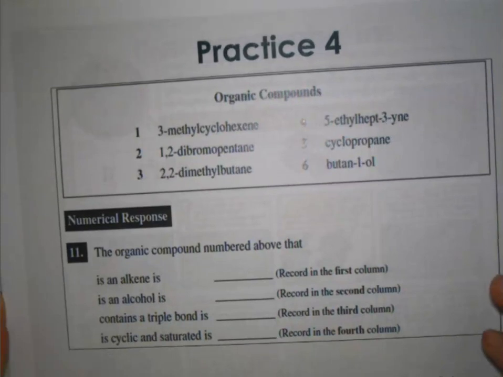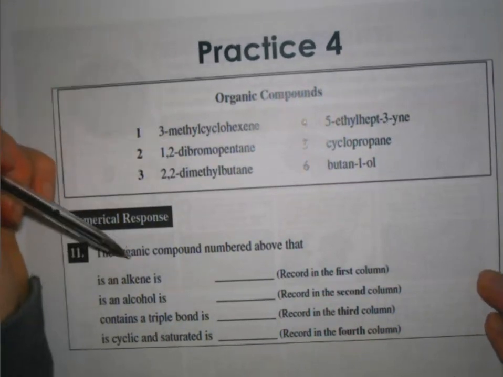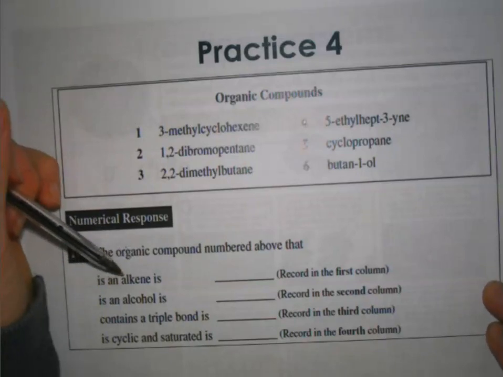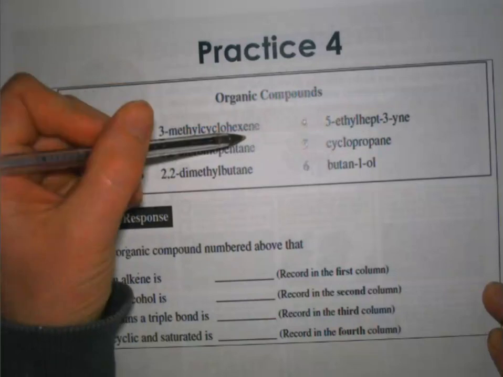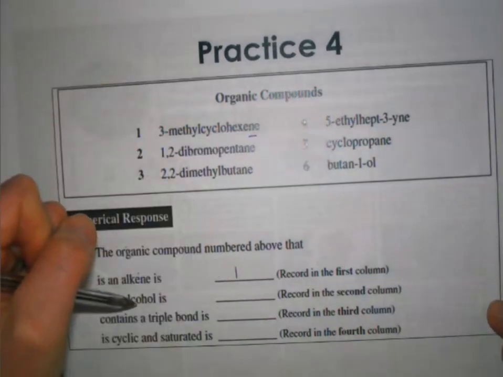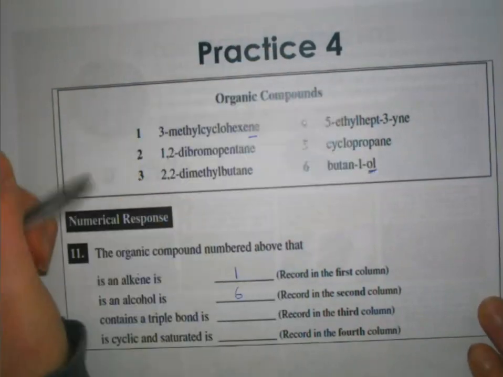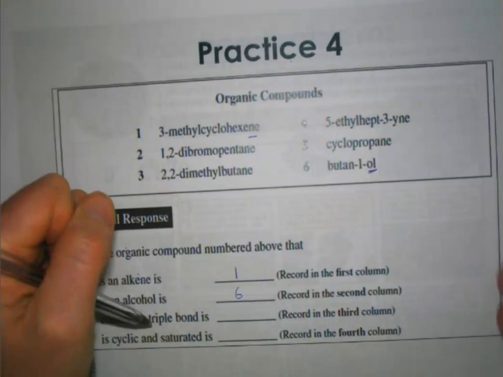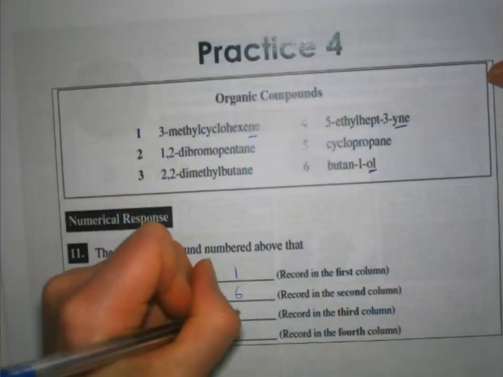Now we have more of a diploma type question, so they just want us to find the organic compound numbered above. That is an alkene. Just looking at the endings, we can see here's an alkene, so that would be number 1. An alcohol always ends with OL, so that would be 6. If it contains a triple bond, that's an alkyne, so that ends in YNE, so that would be 4.